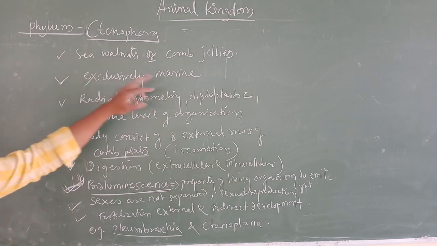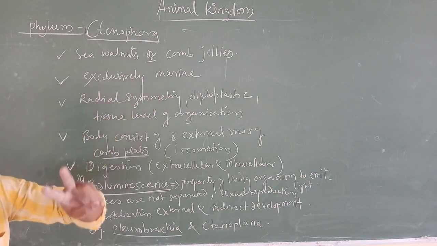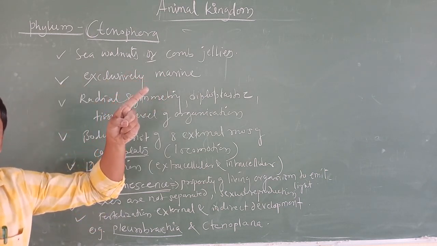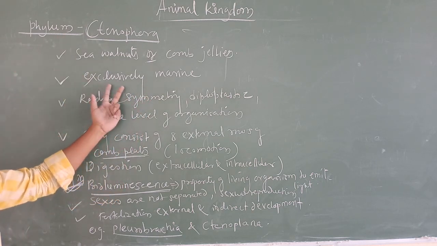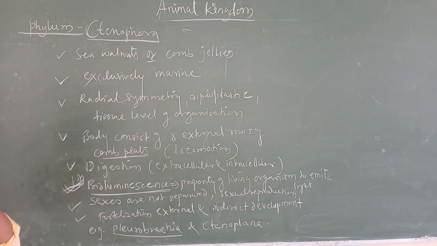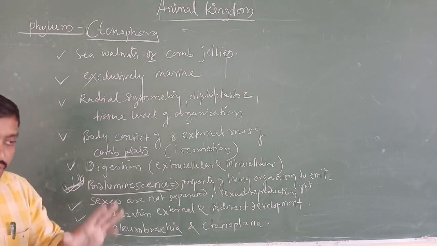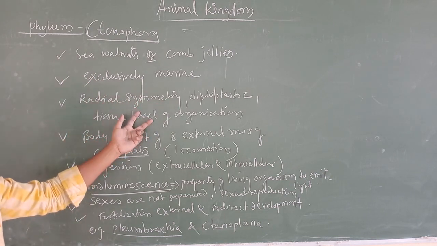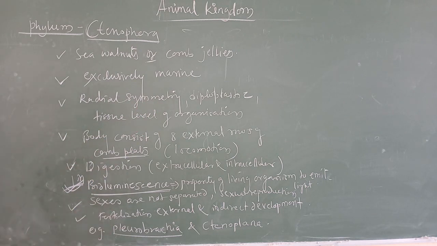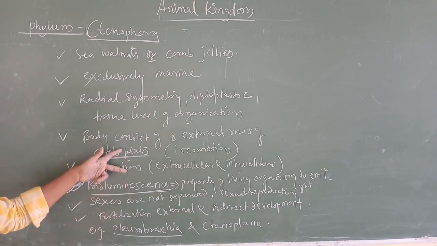In both, one thing is a common point: they are exclusively marine. A few are found in fresh water, but these are mostly marine. Exclusively means ctenophores are found only in marine water, not in fresh water. And radial symmetry and diploblastic are the same in both. These are two general characters.